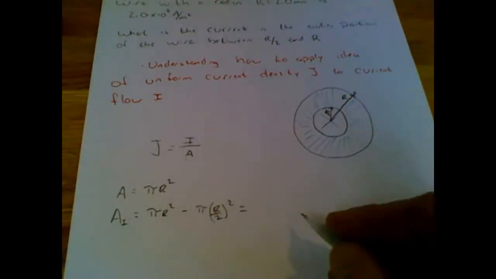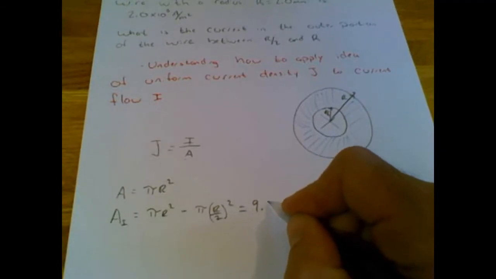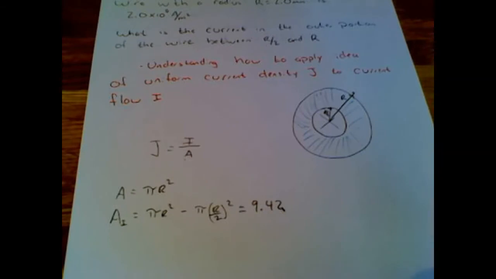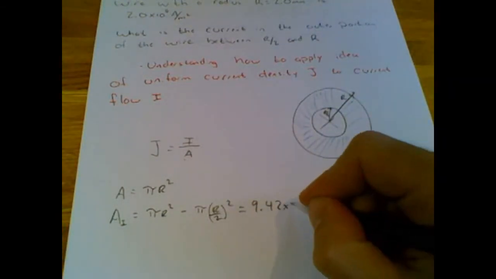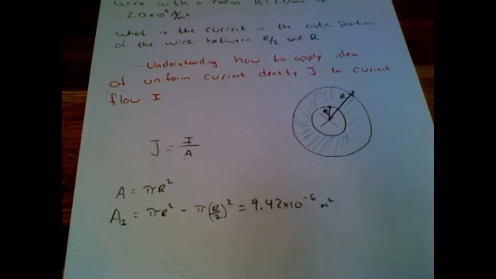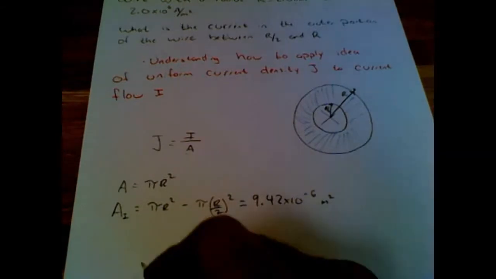That comes out to 9.42 times 10 to the negative 6th meters squared. So that is this blue shaded area. And now it's just plug and chug.